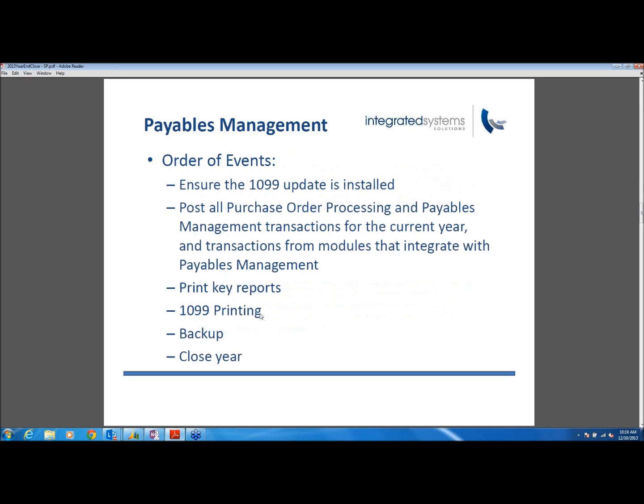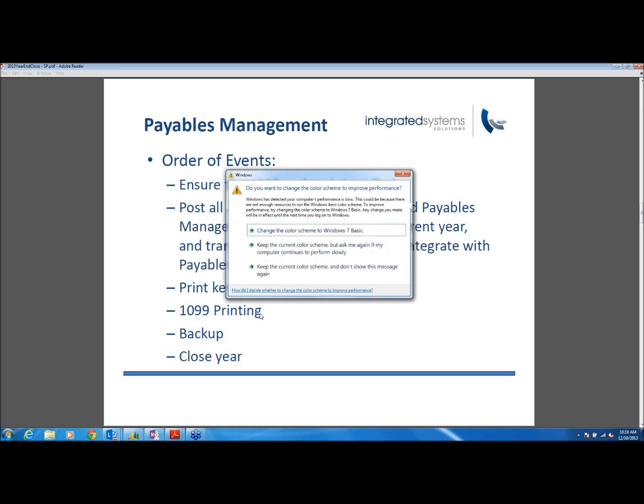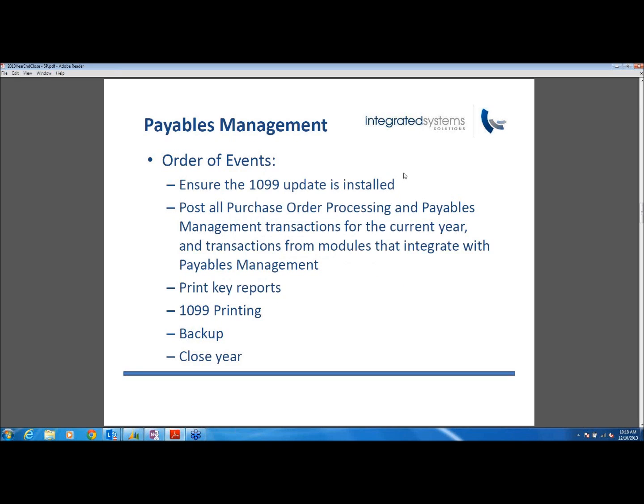Order of events. This is important here. Before you print your 1099s, there is an update available that needs to be installed on your system so that your 1099s print correctly. Someone from our technical team is going to be reaching out to everybody to make sure that we get that 1099 update loaded so that when it's time to print your 1099s, you can print them without any issue. And if you are on an older version of GP, we actually created a customization package that we can help you deploy to get the correct form printed for you as well.